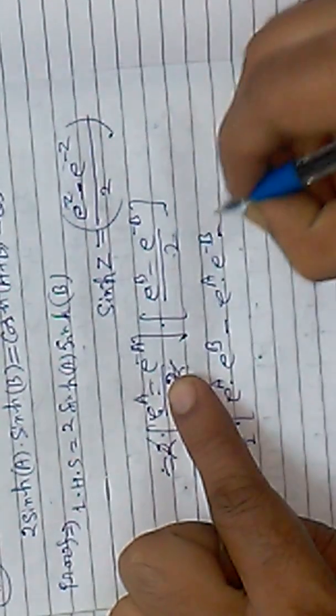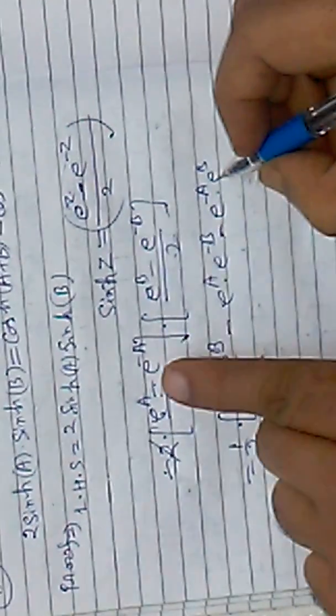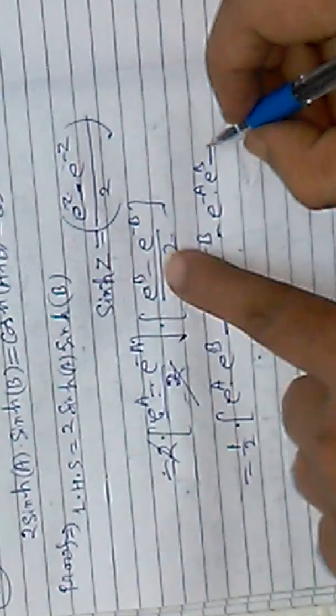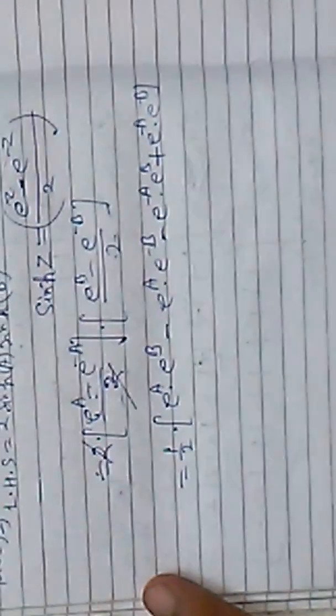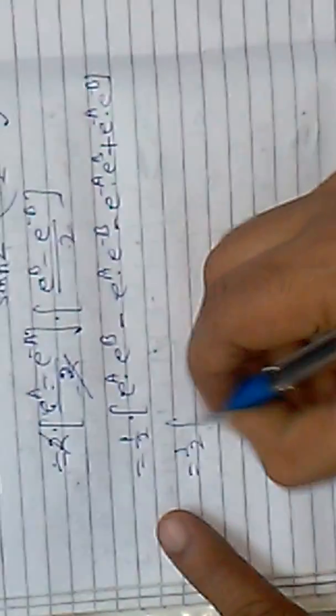Therefore we get e to the power minus A into e to the power B, and we multiply minus e to the power minus A to this minus e to the power minus B, then minus minus becomes plus, so e to the power minus A into e to the power minus B. So after it we get to the next step.